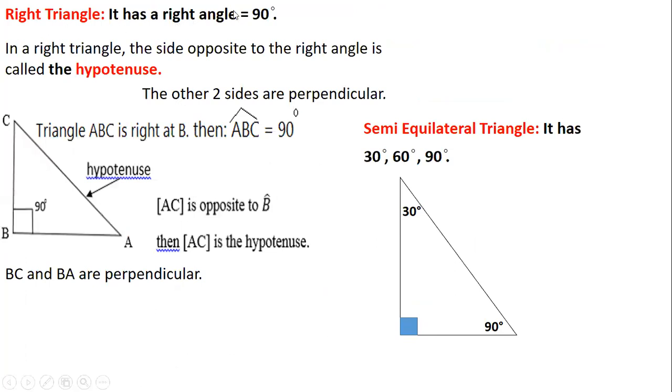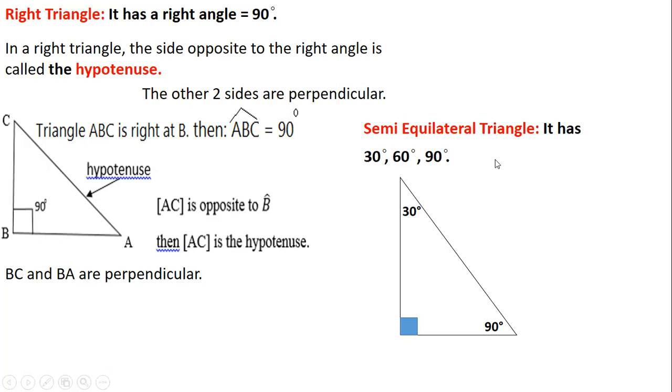The right triangle has a right angle. So one of its angles measures 90 degrees. Always in a right triangle, the side opposite to the right angle is called the hypotenuse. Again, if I gave you triangle ABC right at vertex B, then the angle at vertex B is equal to 90 degrees, which is angle ABC equal to 90 degrees. Which side is opposite to vertex B? It is side AC. So AC, which is opposite to the right angle, is called the hypotenuse. As you can see, in a right triangle, where the right angle is formed between sides CB and BA, these two sides are perpendicular to each other because the angle in between is 90 degrees.